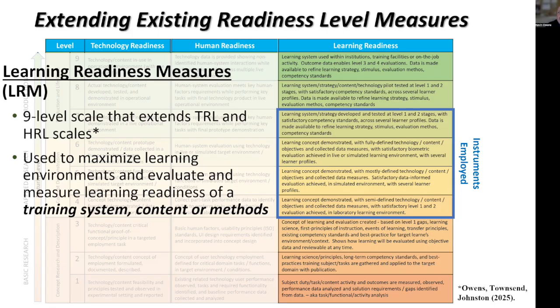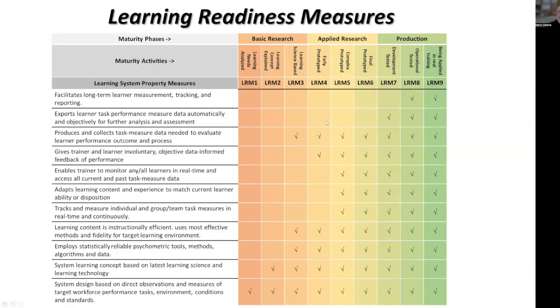Also, what we've suggested in here is that there'll be instruments that will be employed, which I'll talk about in a minute, but these will not only support the learning readiness, but also the human readiness levels as well. And these are basically the measures that learning engineers would use to determine whether each of these levels are ready. One thing I want to note is these are only drafts.